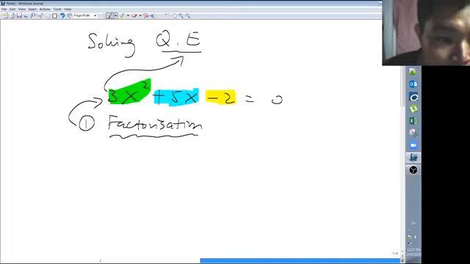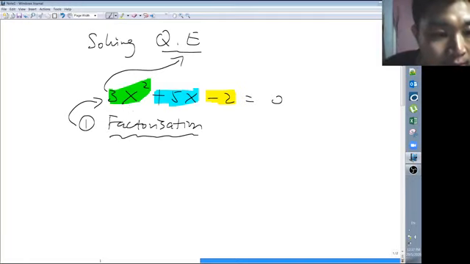Of course this is a quadratic equation, because I hope you can see that the highest power in this equation is 2, which is here. Once you have a quadratic equation, you can use the factorization method to solve it. Now I'm going to use the factorization method to solve this quadratic equation.